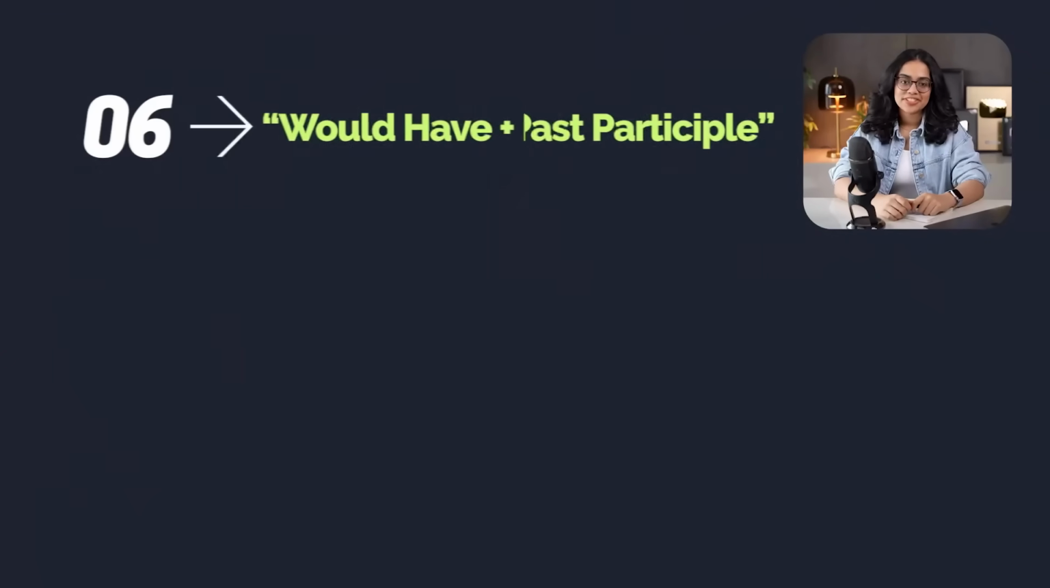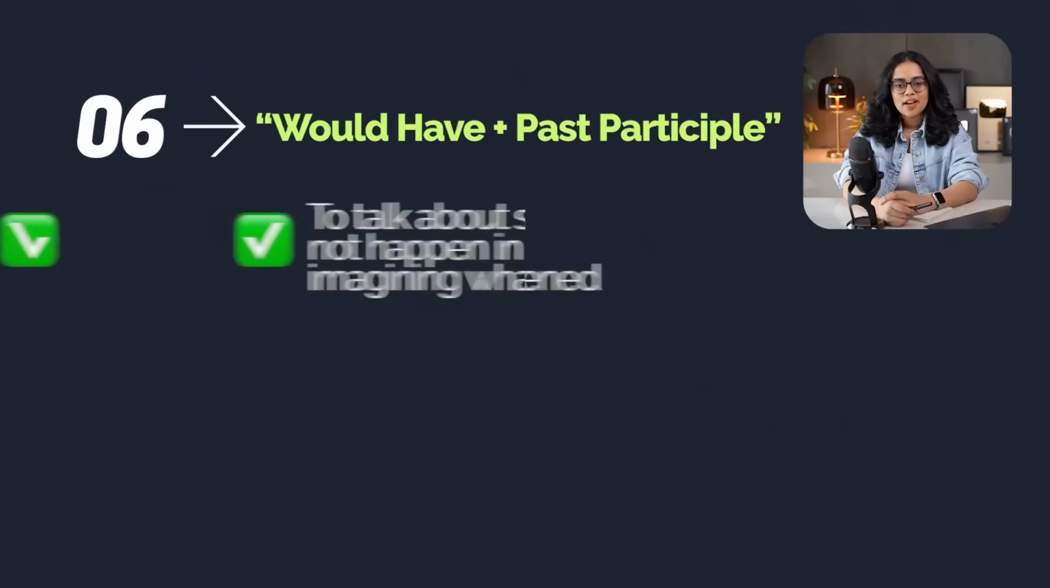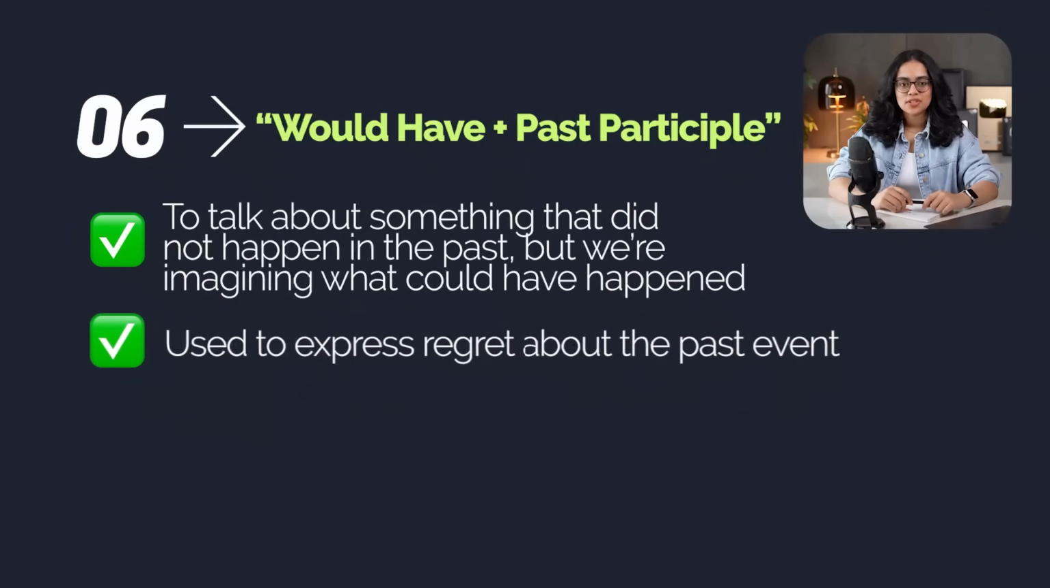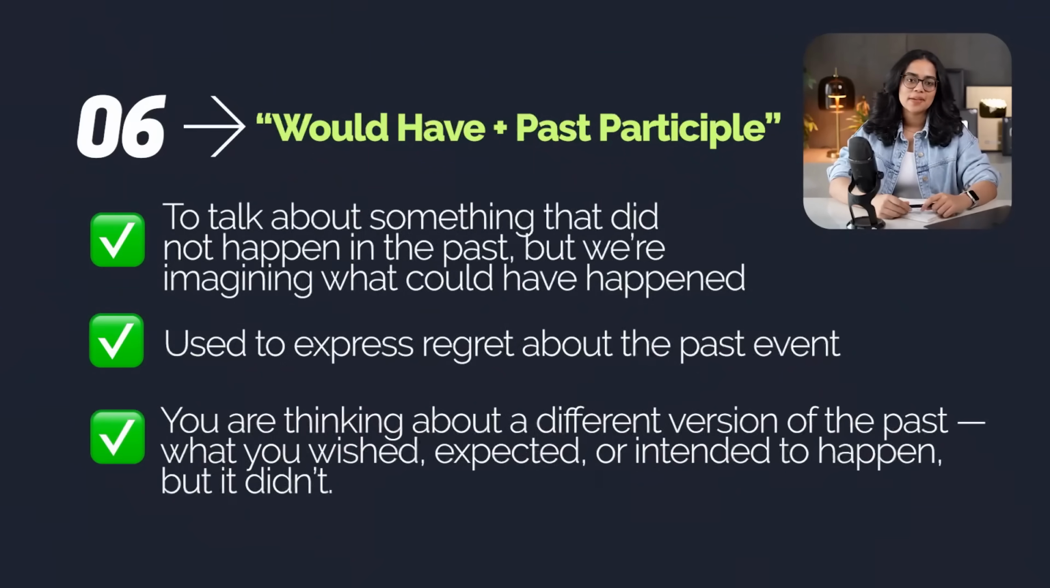Alright, moving on to the sixth use of would. That's would have plus past participle. We use this structure, would have plus past participle, to talk about something that did not happen in the past, but we are imagining what could have happened. So it's mainly used to express regret about it. So when we use would have, we are thinking about a different version of the past. What you wished or expected to happen, but it didn't.